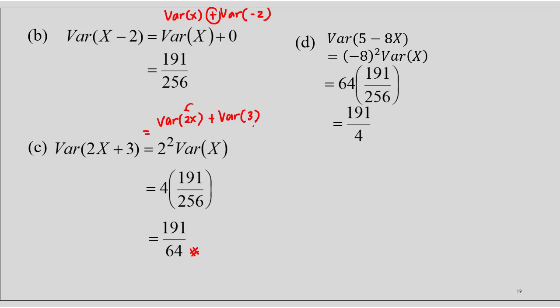When it comes to D, variance of 5 minus 8X, my suggestion is to write it as variance of 5 plus variance of negative 8X, because later you have to square the coefficient of X. Variance of 5 is 0, so you get negative 8 squared times variance of X. Lastly, you get the answer. That's it for the expected value and variance.